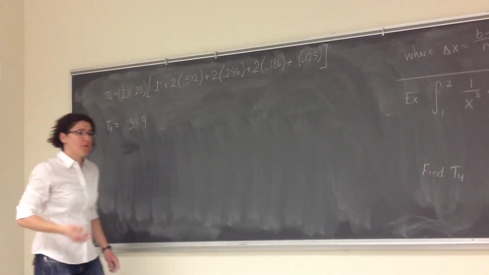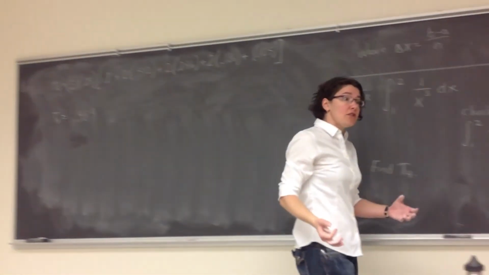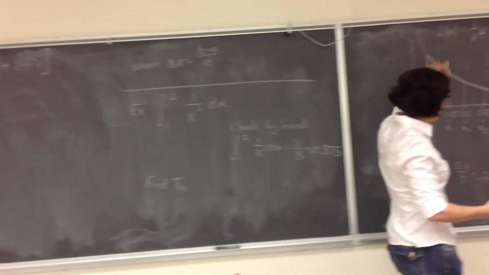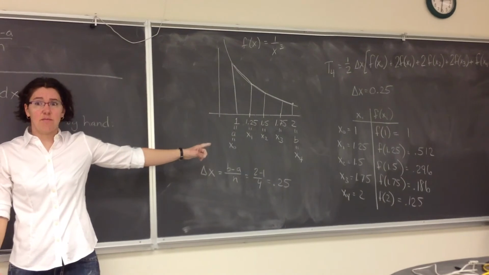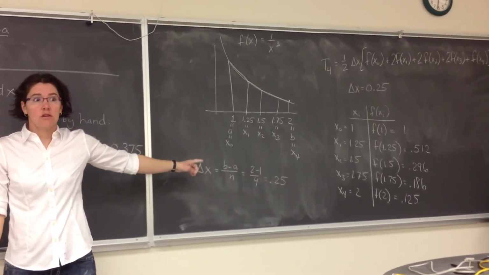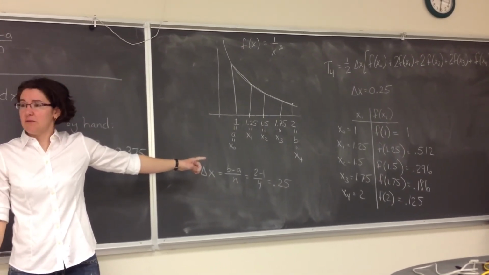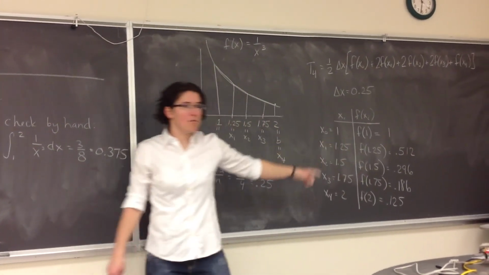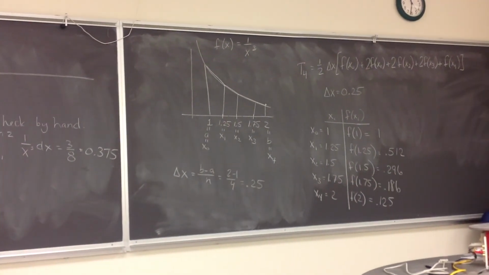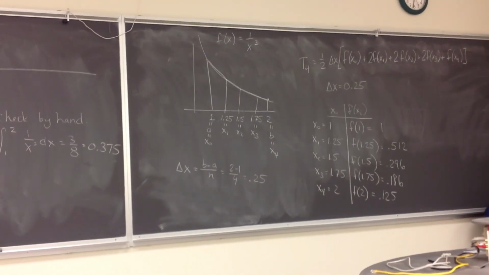So this is our T4 value. We've used the trapezoid rule to approximate the area under this curve starting at 1 and ending at 2. Are there any questions on coming up with that value? Certainly there will be some rounding differences if you choose to keep more or fewer decimal places. Keeping 3 is a reasonable number of decimals.